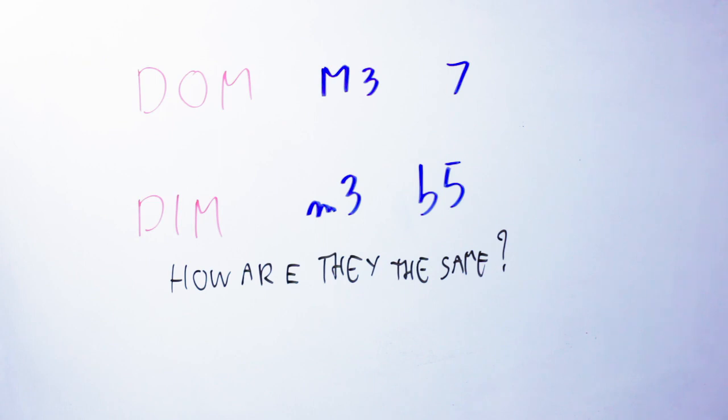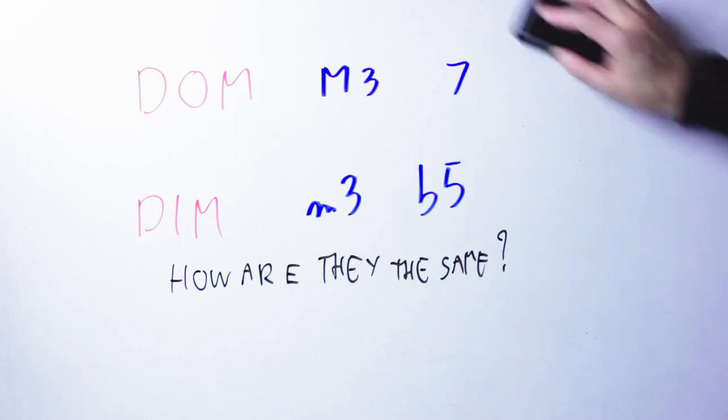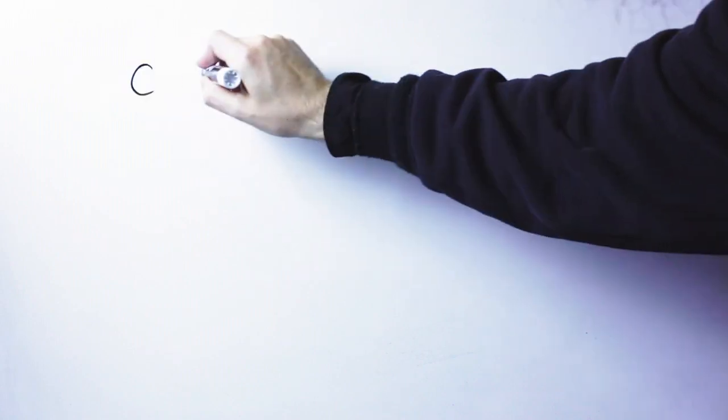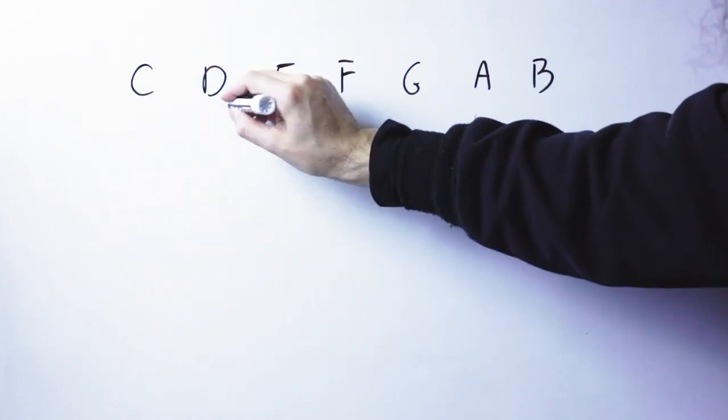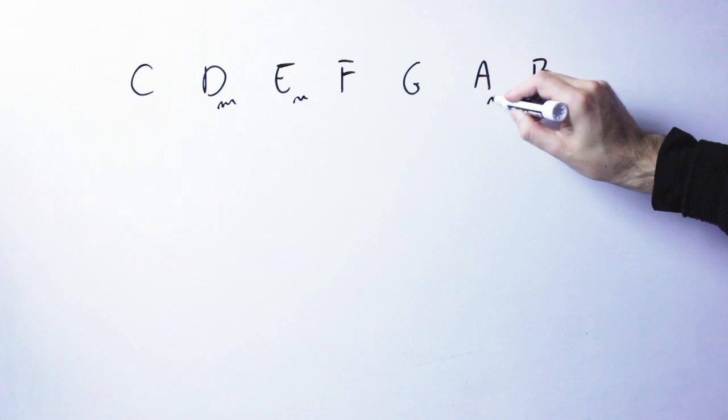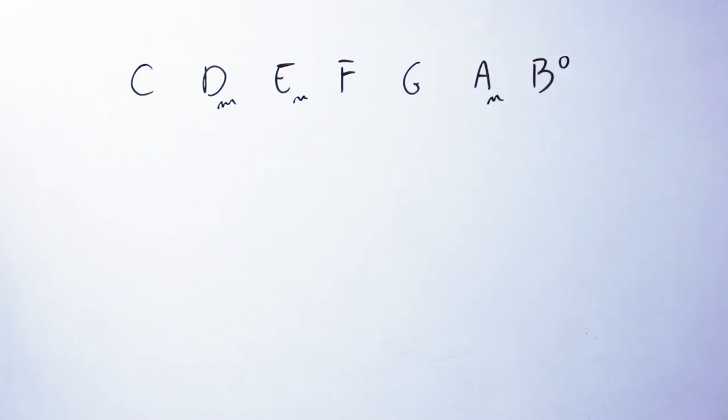Oh, my friend, if you cannot see why they are the same, it's because, to quote Back to the Future, you are not thinking 4-dimensionally. Let me show you what I mean. Let's take as our example the C major scale, C, D, E, F, G, A, B. If I harmonize this scale, meaning if I write down the chords in this scale, we have C major, D minor, E minor, F major, G major, A minor, and B diminished, and those are just the triads.